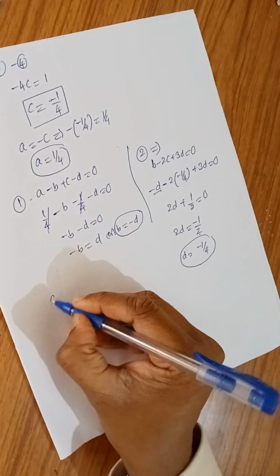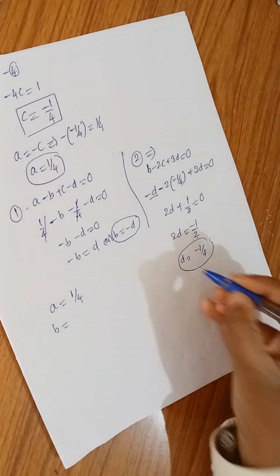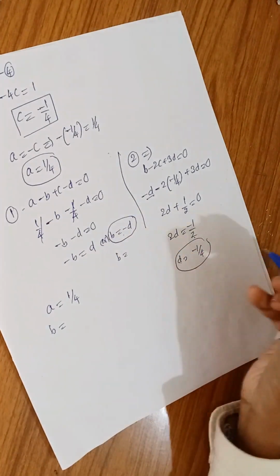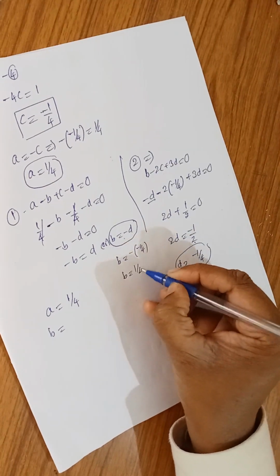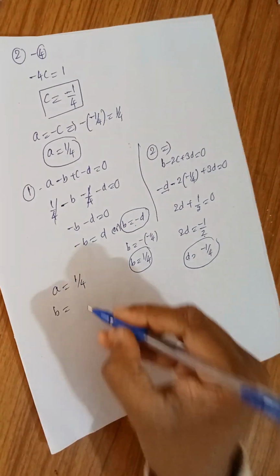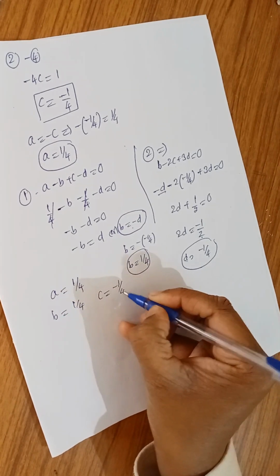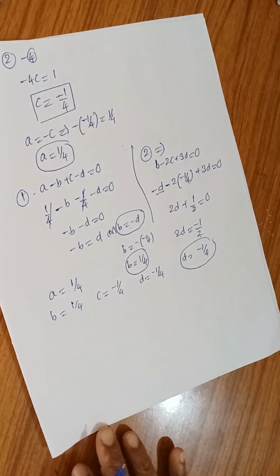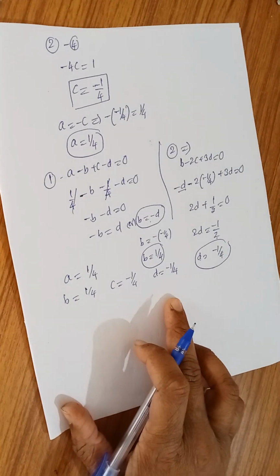So finally the values are a is 1 by 4, and b, if d is minus 1 by 4, then b is going to be minus of minus 1 by 4, so b equals plus 1 by 4. So b is 1 by 4, c is minus 1 by 4, and d is also minus 1 by 4. So I'm getting all four as 1 by 4, 1 by 4, minus 1 by 4, and minus 1 by 4.